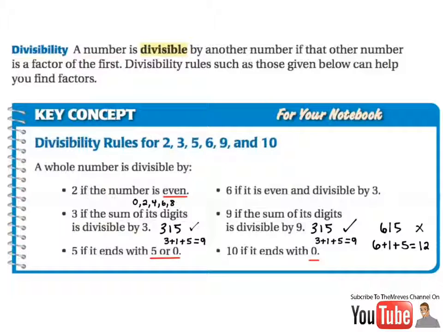Now, I'm going to take a quick moment to talk about our worksheet. So go ahead and pull out your worksheet. Once you've had these rules written down, we're going to do a worksheet to practice.